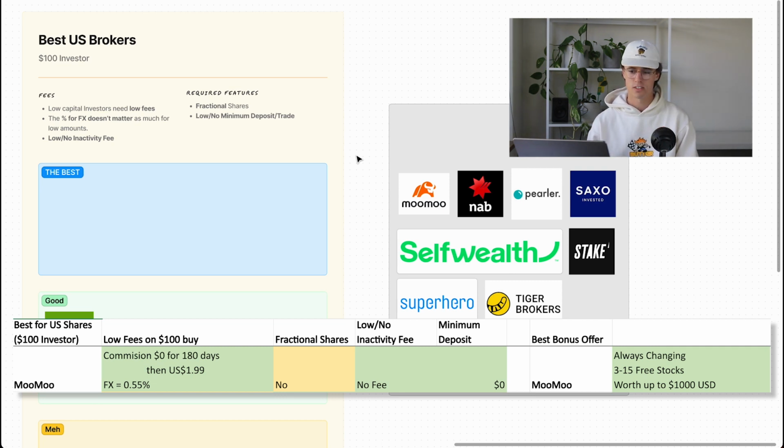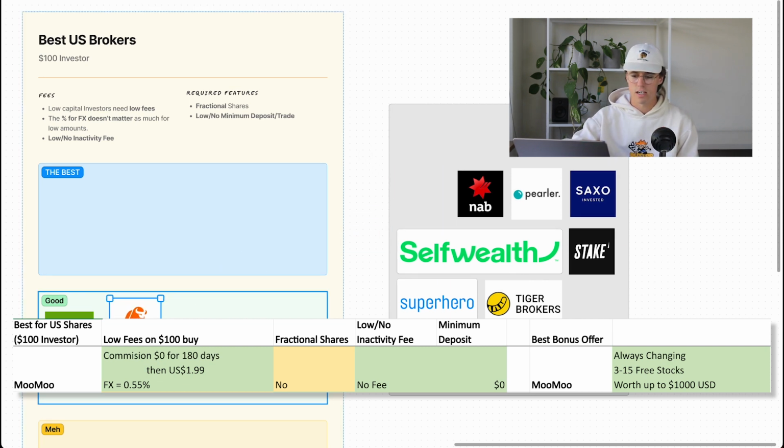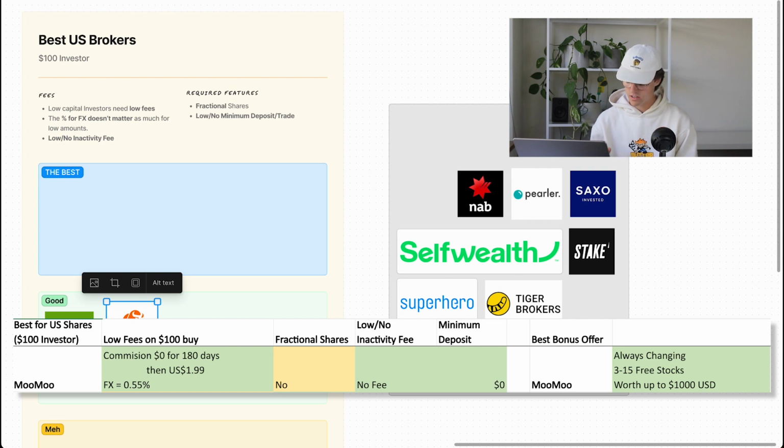Unfortunately, Mumu doesn't offer fractional shares, but that's the only thing not going for Mumu, because they have no fee on inactivity and also a minimum deposit of $0, which is really good. Mumu also has a really good bonus offer, so that pushes them almost into the best category, I would say. They tick all the boxes other than fractional shares, and their promotion is worth up to $1,000.